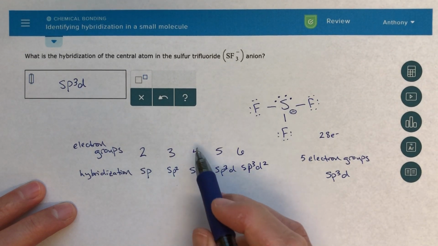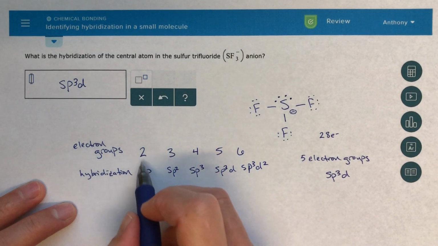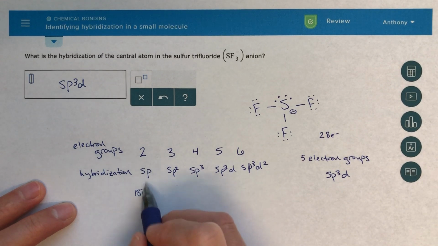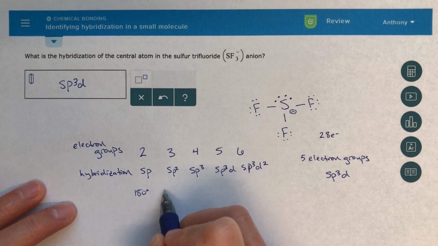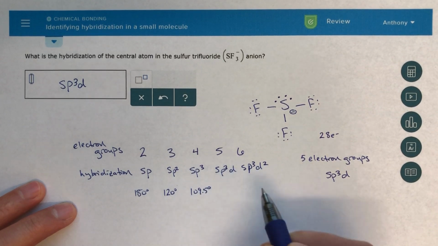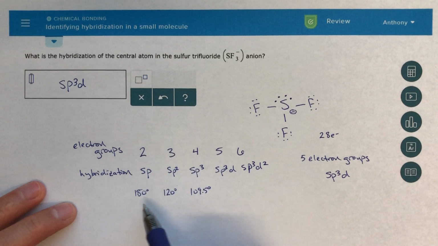And then let's talk about the angles. Let's talk about the angles for these three. This is probably the most relevant. If we've got 180-degree angles in our molecule, if it's a linear molecule, we're going to have sp hybridization. For sp2, it's going to be 120-degree angles, and for sp3, it's going to be 109.5-degree angles. And those are really the most important. So as we move forward, these are going to be the ones that we want to make sure we understand and focus on.